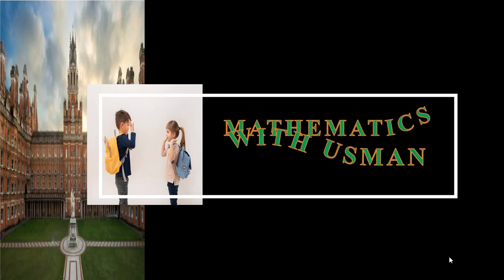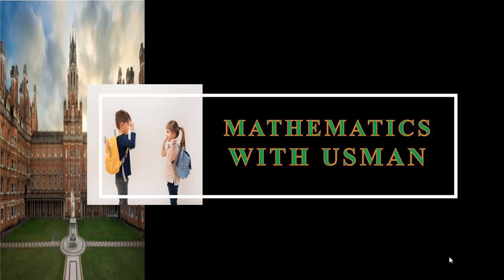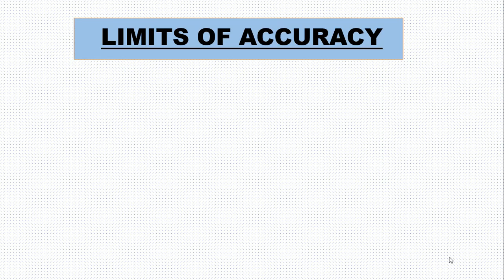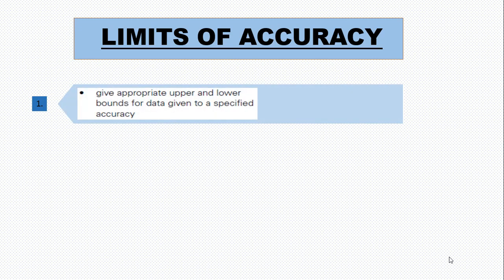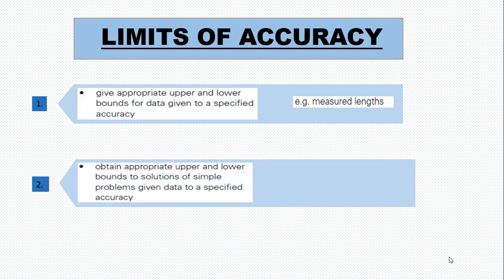I am back today with another video and this time it is about the limits of accuracy. In the GCSE syllabus there are two main objectives that we have to attain. Number one, students must be able to give appropriate upper and lower bounds for given data to a specified accuracy. This can be the measurement of length, time, or mass. Number two, students obtain appropriate upper and lower bounds to solutions of simple problems. These problems can be the calculations of the perimeters or the areas of figures.